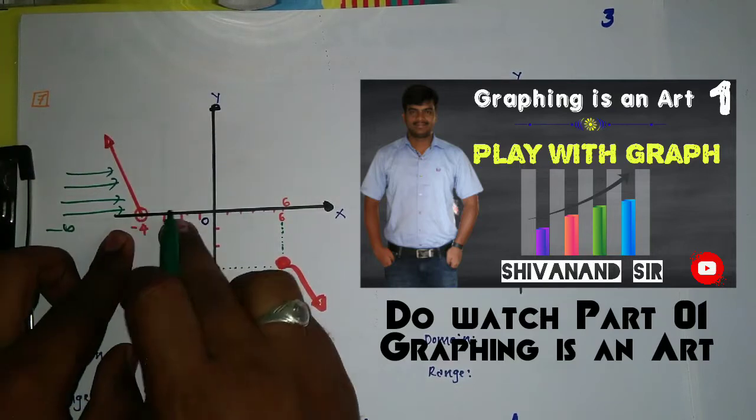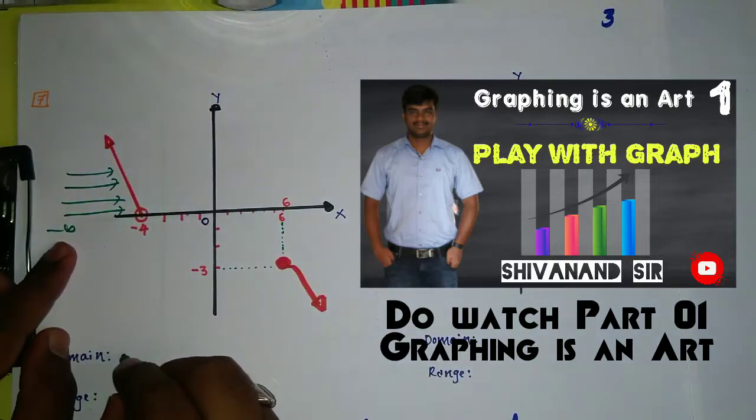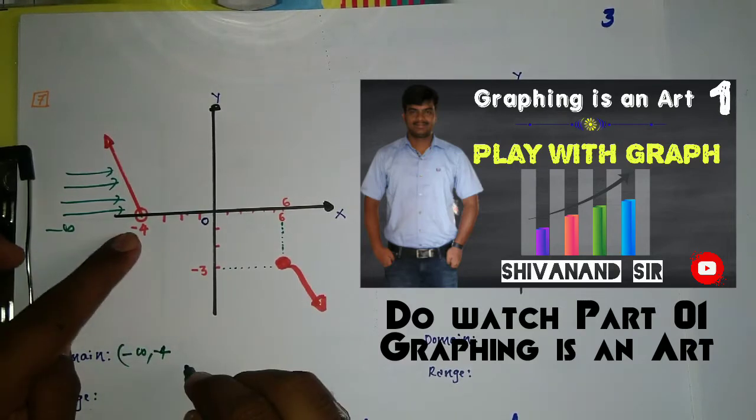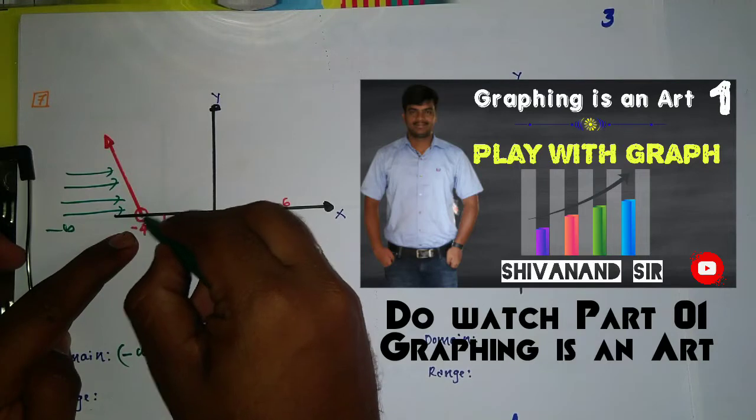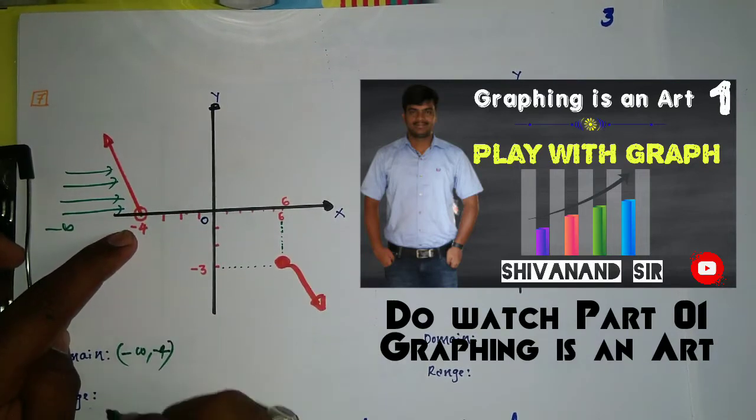After that you are not assigning any value here because this graph is going like this. So the set of values for this leaf is minus infinity to minus 4. Infinity is an open interval, and this is an open dot, nothing but an open interval. Minus infinity to minus 4, open interval.